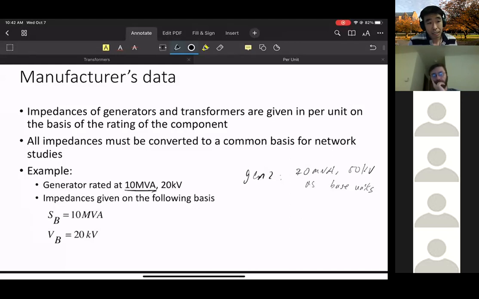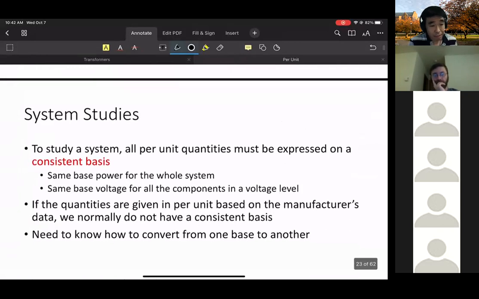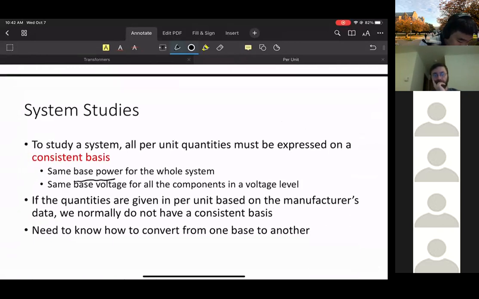But when we do a system study, I have to make sure that things are consistent. I can only pick one base power. If you have two generators or two transformers, they don't take the same base power, so I need to make things consistent to put them in the system. If I'm connecting two generators that have different base voltages, but they're connected to the same voltage level in my system, then I need to make sure they're all referred to a common voltage. So for example, if I have a question.